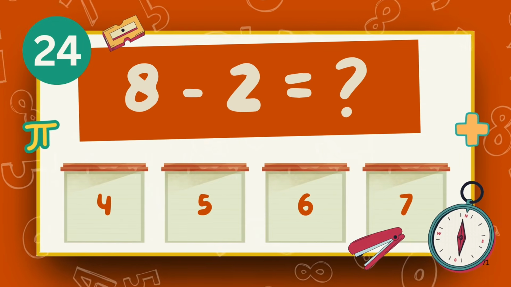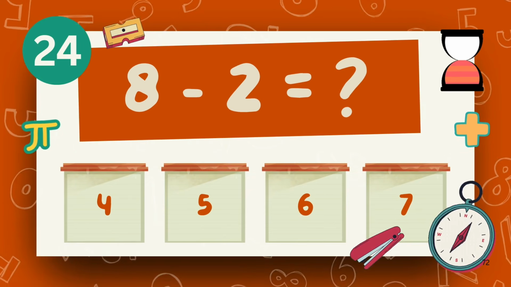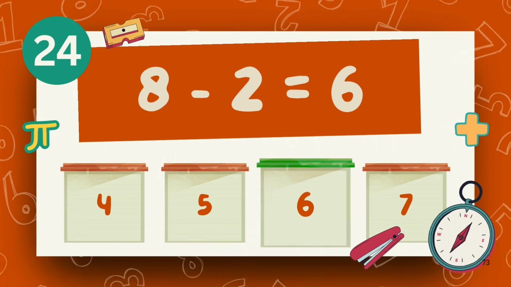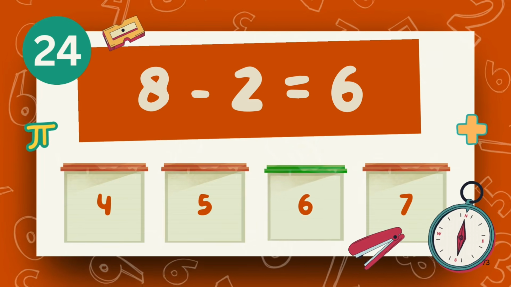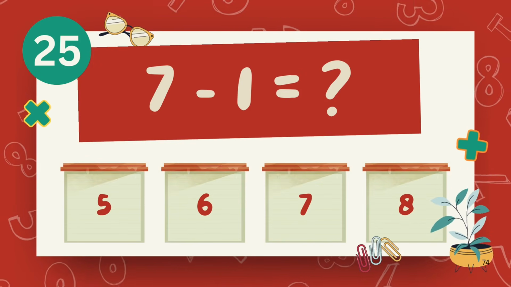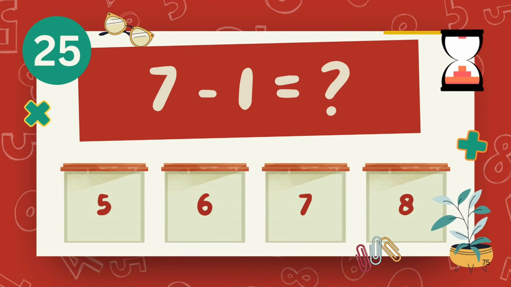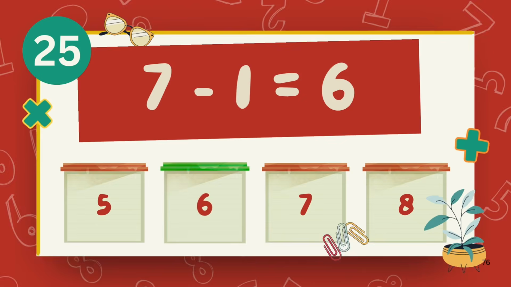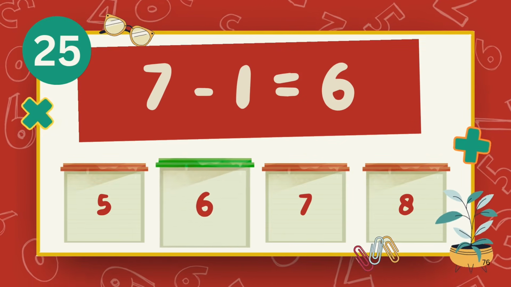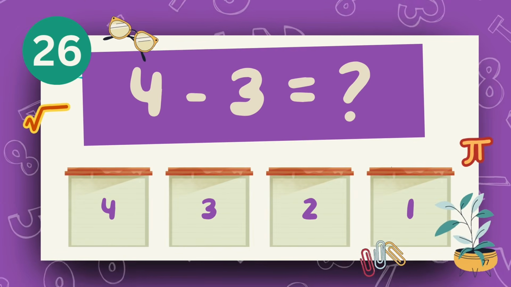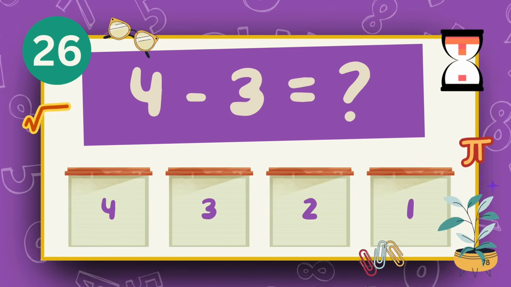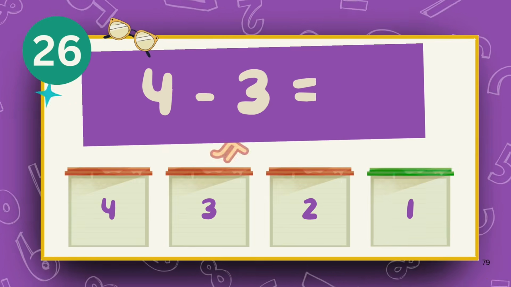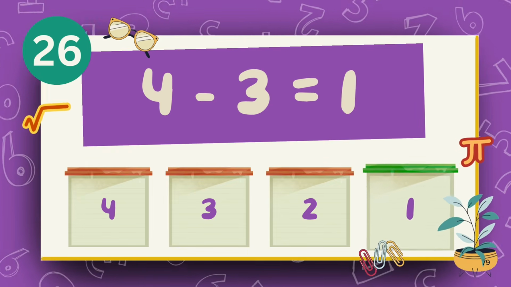What is 8 minus 2? The answer is 6. What is 7 minus 1? The answer is 6. What is 4 minus 3? The answer is 1.